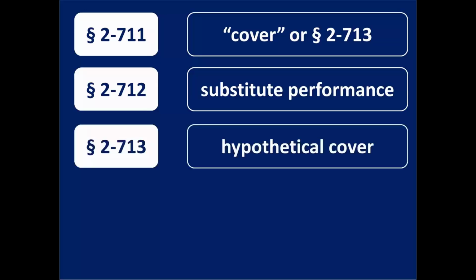Section 2713 defines those remedies as the difference between the market and contract price plus incidental and consequential damages. It's convenient to think of this measure of damages as being recovery for hypothetical cover. What would it have cost to cover once the promisee learned about the breach?